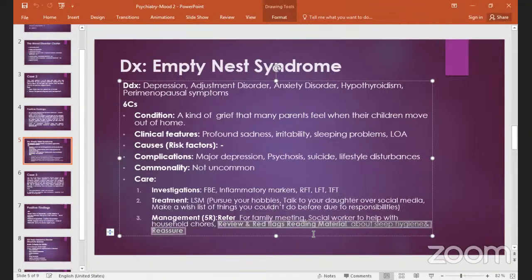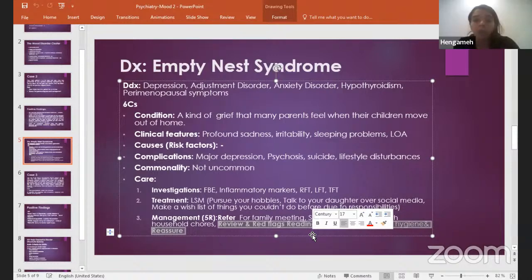Doctor, can I ask regarding the investigations? Like in empty nest syndrome, or let's say depression, sometimes investigation doesn't really make any difference in the diagnosis. In depression, maybe thyroid tests can help, but in the case of empty nest syndrome, how would it really help us?